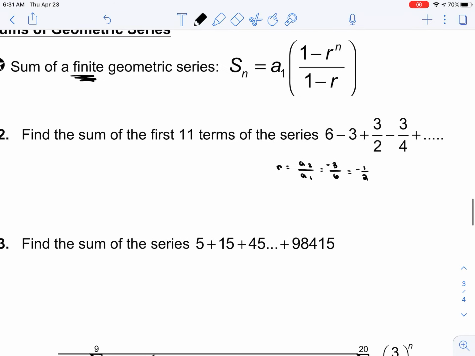Now, once you get that ratio, if you want to find the sum of 11 terms, we're going to do S sub 11. Notice that for this formula, you need to know the first term, which in this case is super easy because it was given to us. And then in the parentheses, we're going to do 1 minus the common ratio, all to the nth power, which in this case was 11, over 1 minus the common ratio.